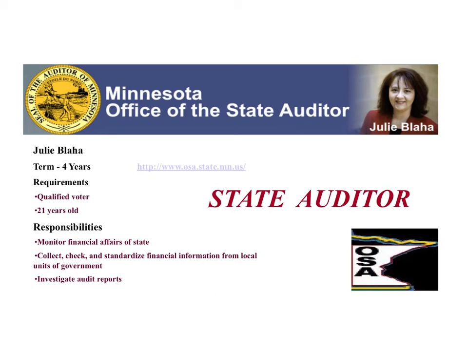The current State Auditor is Julie Blaha, and she's a Democrat. She was elected to a 4-year term. The requirements for the state auditor are as follows. You need to be a qualified voter, and you need to be at least 21 years of age.